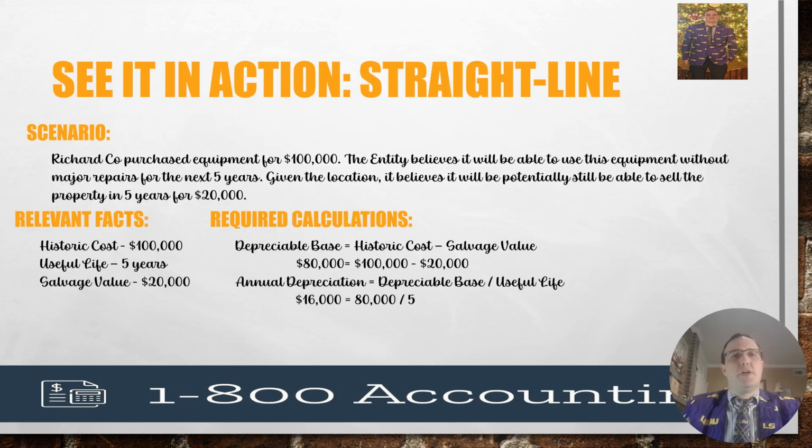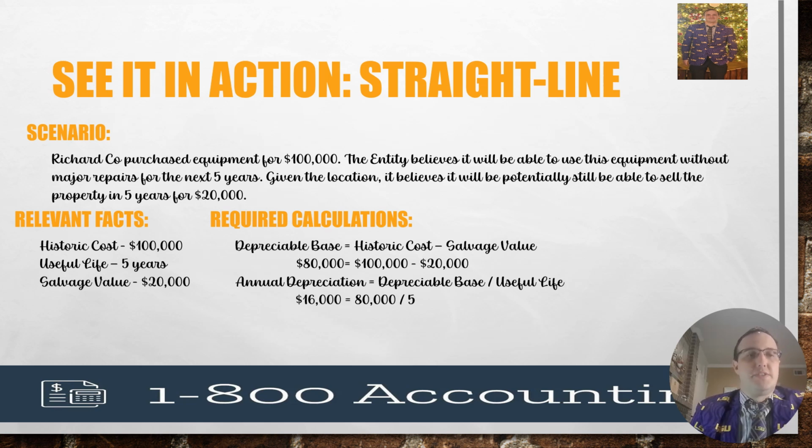Let's get into the math on it. So first up, straight line. We're going to use this scenario and you can see the different depreciation expense that it's going to generate for each method. For our scenario, we're going to use that Richard Co. purchased equipment for $100,000. The entity believes it will be able to use this equipment without major repairs for the next 5 years. Given the location, it believes it will potentially still be able to sell the property in 5 years for $20,000.